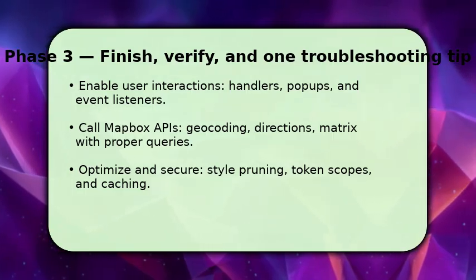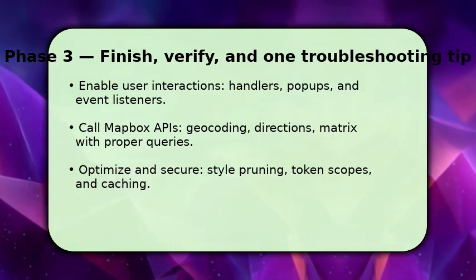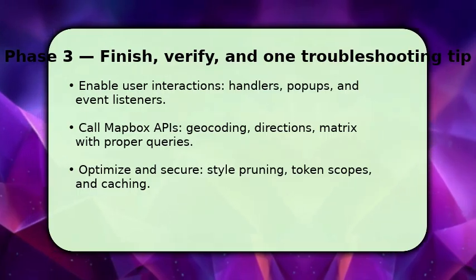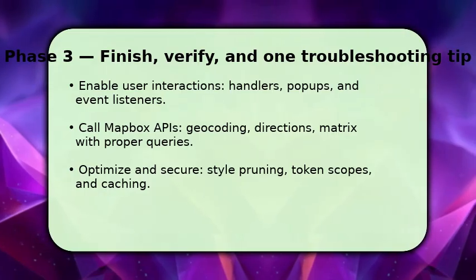Once everything works locally, optimize by pruning unused style layers and enable caching of tiles. Set token scopes and never embed secret tokens in client code. If requests fail, check token permissions and CORS headers first.